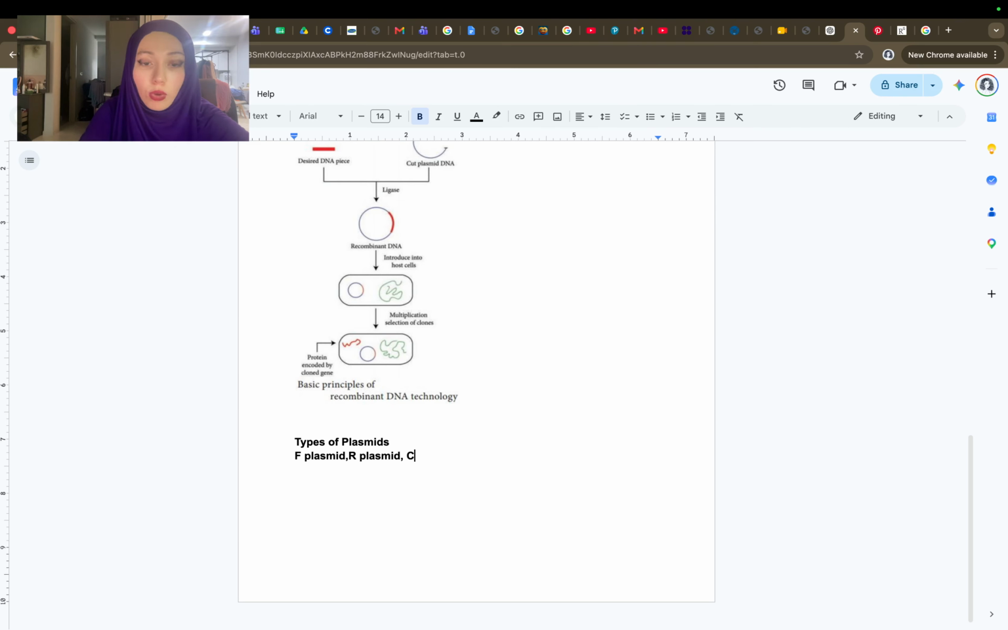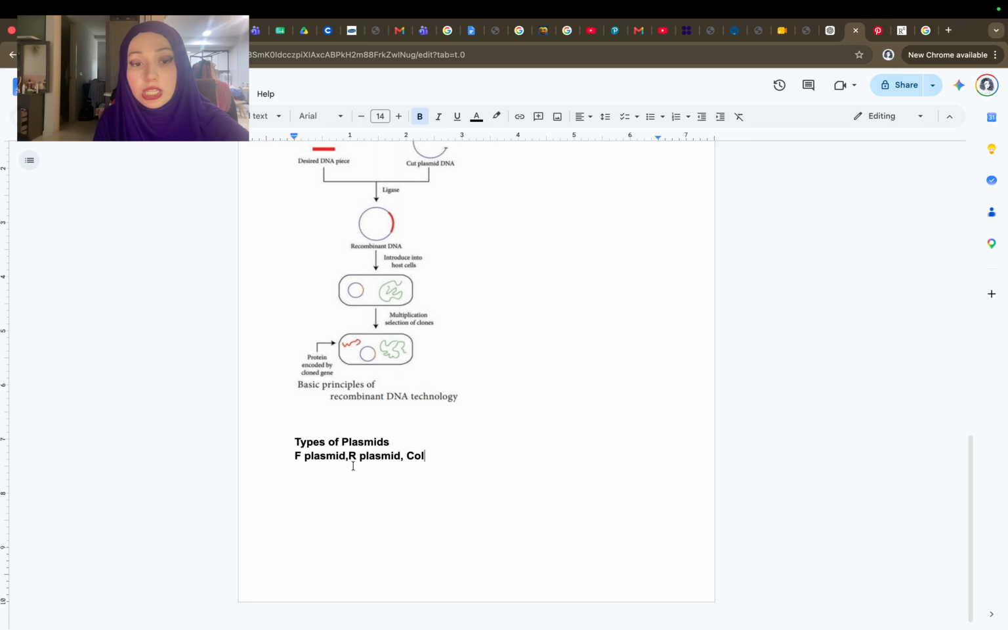Then we have col plasmid. It produces toxins. We have virulence plasmid. It makes bacteria more dangerous. And we have degradative plasmid. It helps digest unusual chemicals. So the F in F plasmid stands for fertility plasmid.